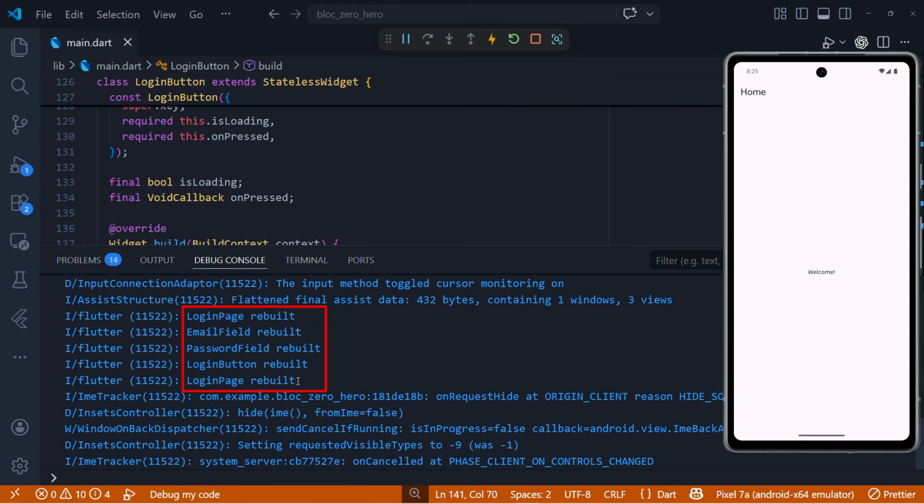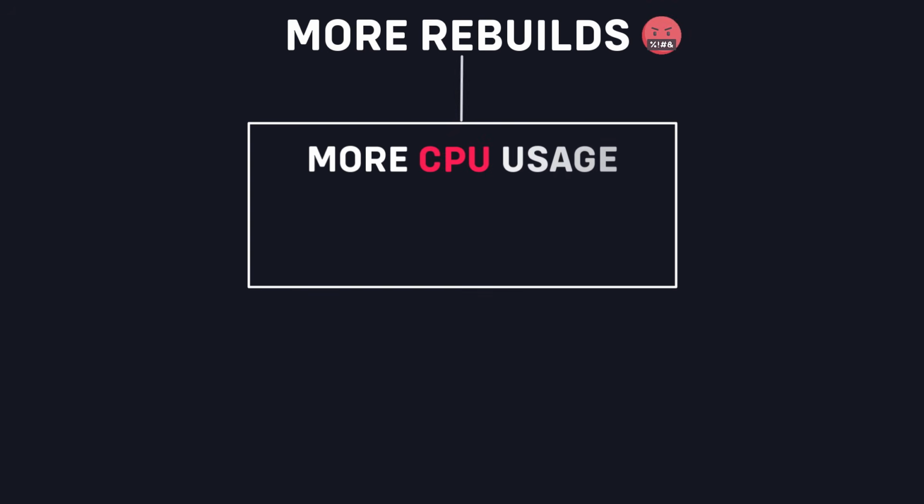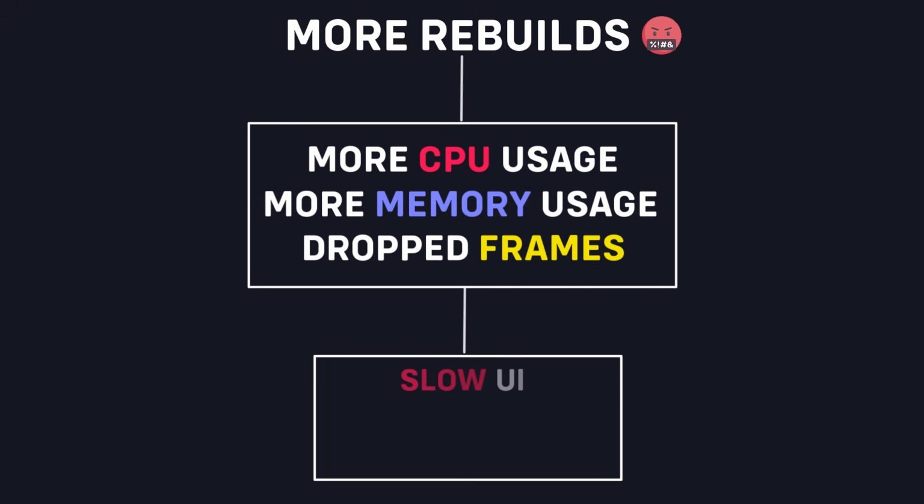Even a small change can cause many unnecessary rebuilds. In this small example, it is not a big problem. But in real applications, we have a complex UI, large widget trees, images, lists, animations, and etc. Rebuilding everything again and again becomes expensive. More rebuilds means more CPU usage, more memory usage, and possibly dropped frames. This can lead to a slow UI, lag, and a poor user experience. So we have multiple problems. State changes are scattered, logic is mixed with UI, code is hard to maintain, and we have unnecessary rebuilds.